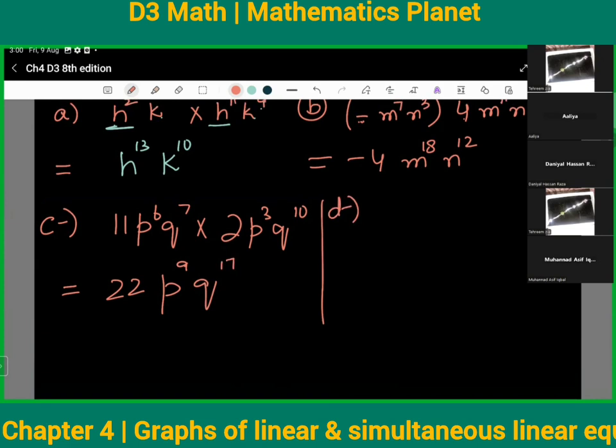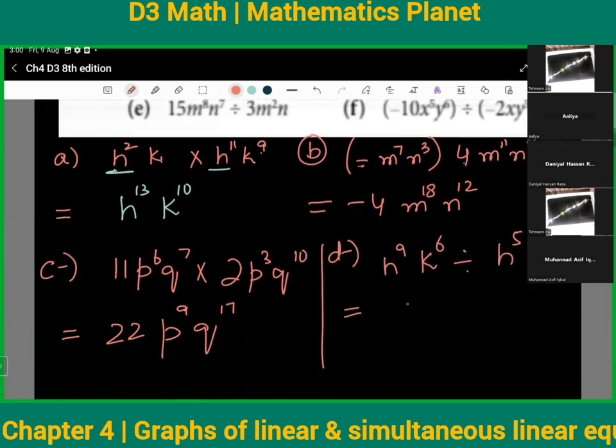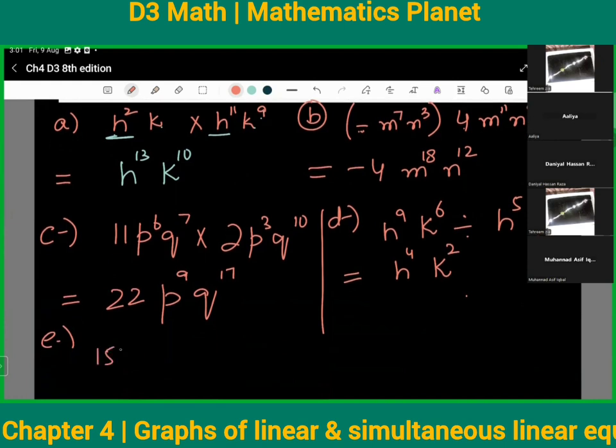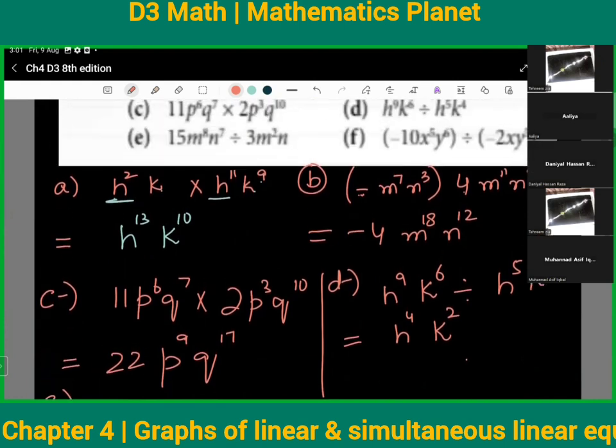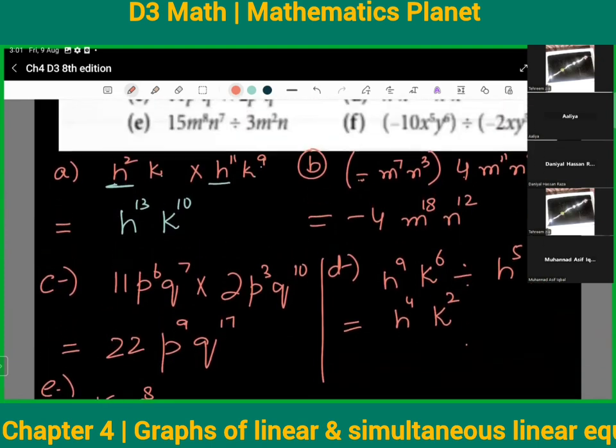Yes, Mohanna. Yes, ma'am. This is with the division sign. Be careful. Yes, Mohanna. Yes, ma'am. H to the power of 4 and k to the power of 2. Very good. Yes, Daniel. 22 p to the power 9 and q to the power 18. 22. Wait, no, I did P differently, m to the 8 second and 7.